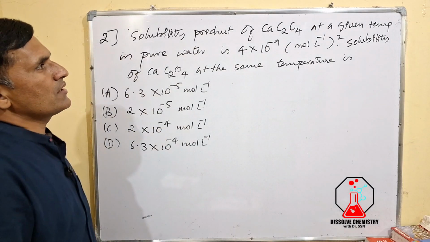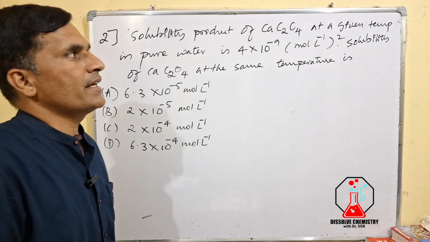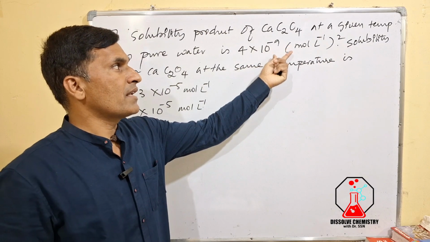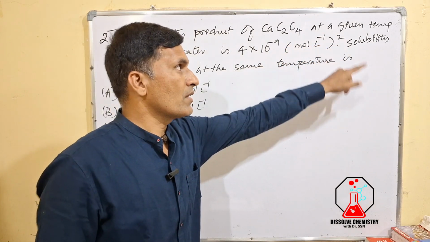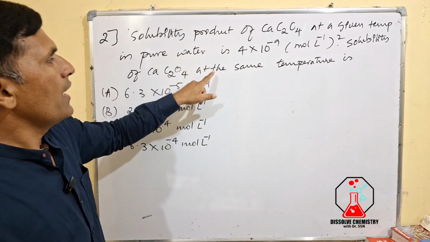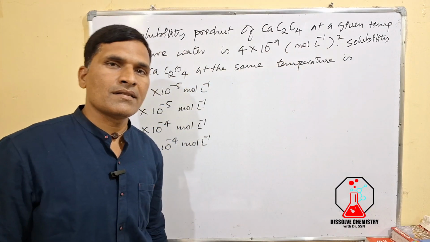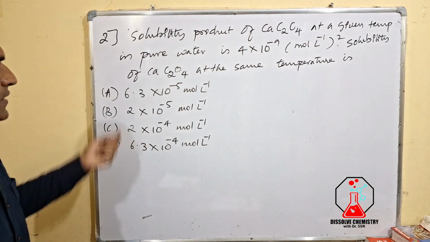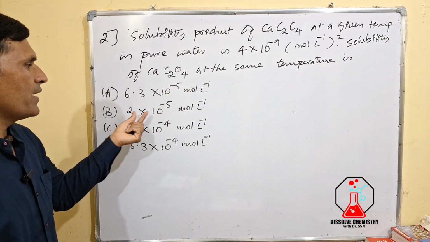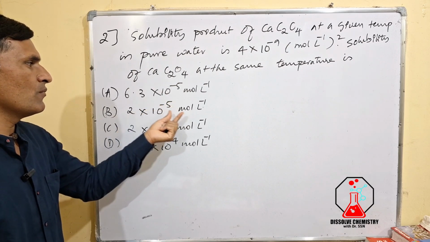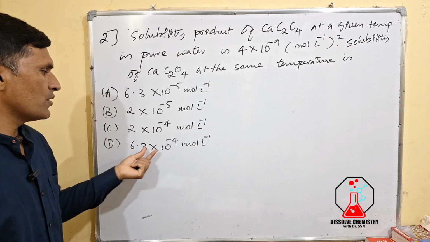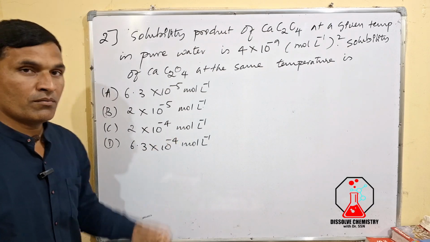The second question is: the solubility product of calcium oxalate at a given temperature in pure water is 4 into 10 to the power minus 9 mole per liter square. The solubility of the same calcium oxalate at the same temperature is, that is our question, and the options are given as 6.3 into 10 to the power minus 5 mole per liter, 2 into 10 to the power minus 5 mole per liter, 2 into 10 to the power minus 4 mole per liter, 6.3 into 10 to the power minus 4 mole per liter.